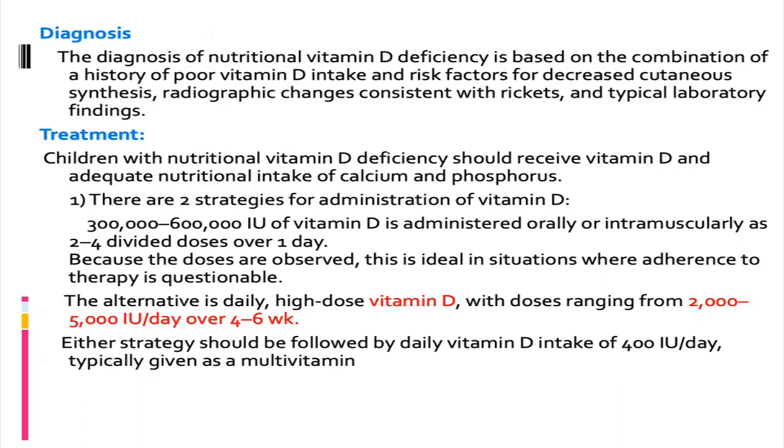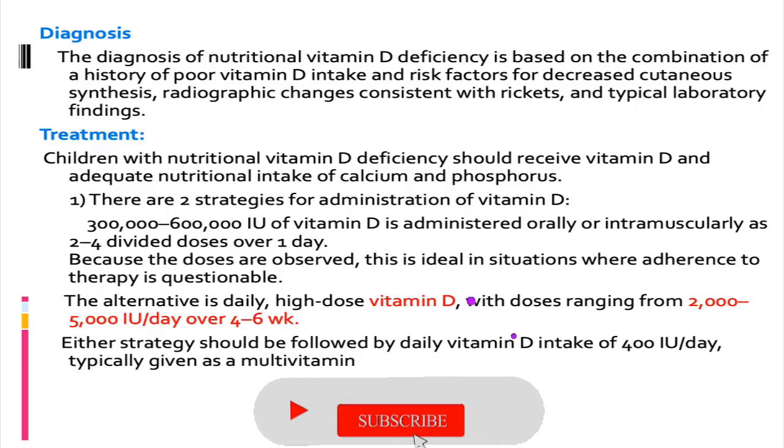Regarding the diagnosis, it is based on the combination of history of poor vitamin D intake and risk factor for decreased cutaneous synthesis. This is in the case of nutritional rickets, as we said. In addition to radiographical changes, cupping, fraying, and decreased mineralization or rarefaction of the metaphysis, and the typical laboratory findings, as we said: low or normal calcium, hypophosphatemia, elevated serum alkaline phosphatase, and decreased vitamin D, or sometimes it is normal, as we said previously.